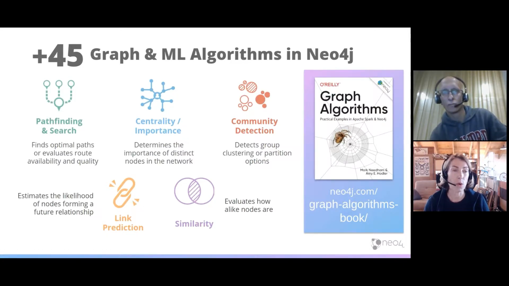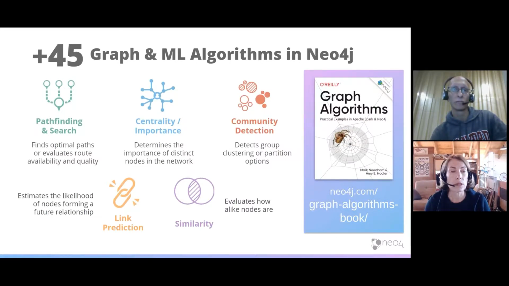Pathfinding, so how do you find the optimal route or evaluate the quality of the routes that you have? Centrality, which is about finding the important and influential nodes in your network. Community detection, and maybe we should really call this community understanding, to tell you a little bit about the clusters and partitions, but also the quality of them. Are they tightly knit? Am I looking for hierarchical searches?